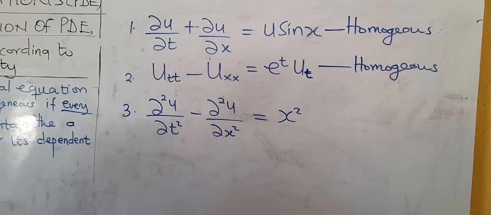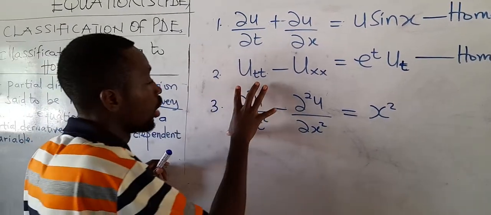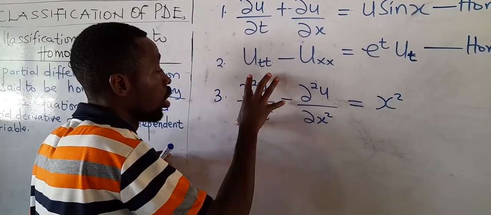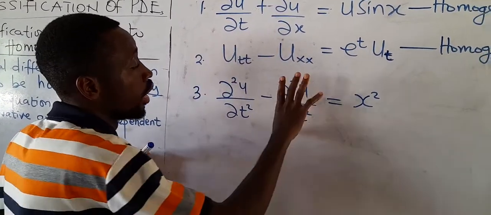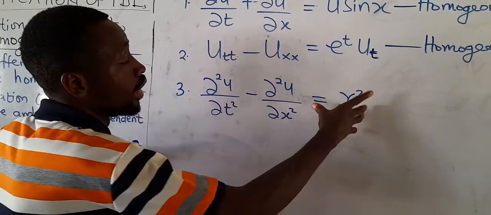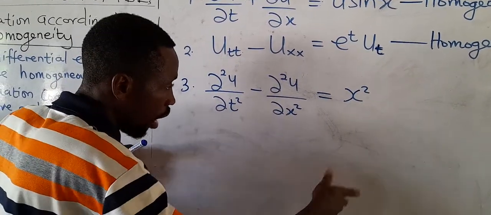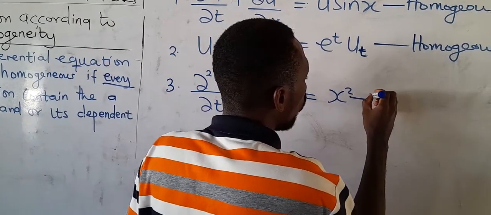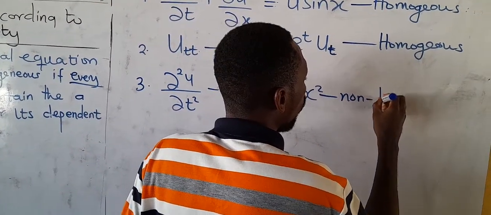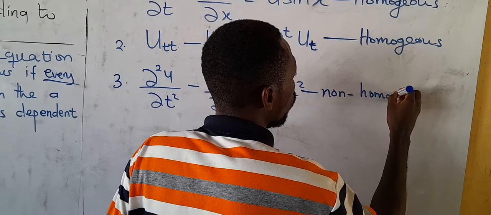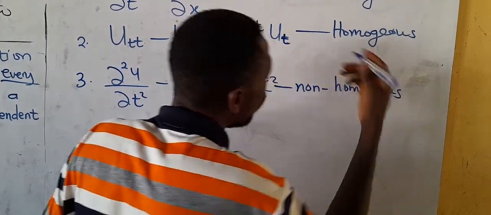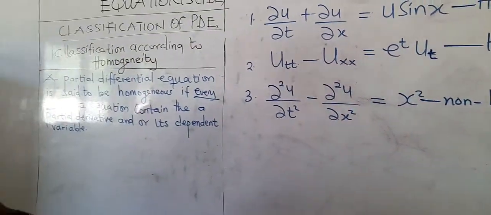Now let's check the third one. Look at this. Is there any partial derivative here? Yes. Is there any partial derivative here? Yes. Is there any partial derivative here or a dependent variable? No. That is non-homogeneous. So homogeneity is very simple.